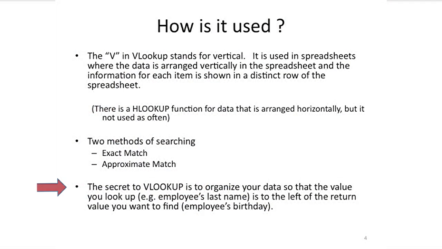And the secret to VLOOKUP, especially when you're doing the approximate match, it's an absolute requirement, is to make sure your data is organized so that the column where you're looking for the match is organized either alphabetically or in order, from lowest to highest. And again, it's not an absolute requirement if you're looking for the exact match, but if you're looking for an approximate match, it has to be sorted in order.